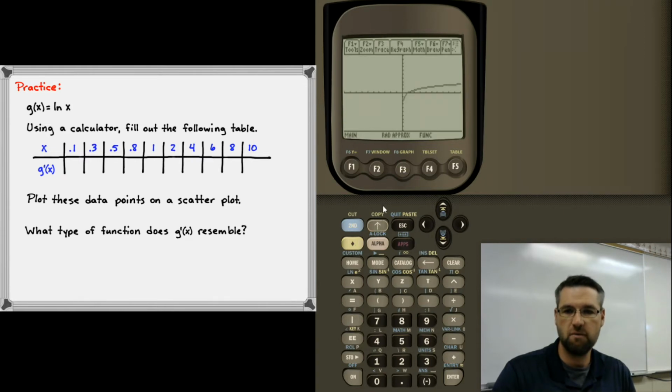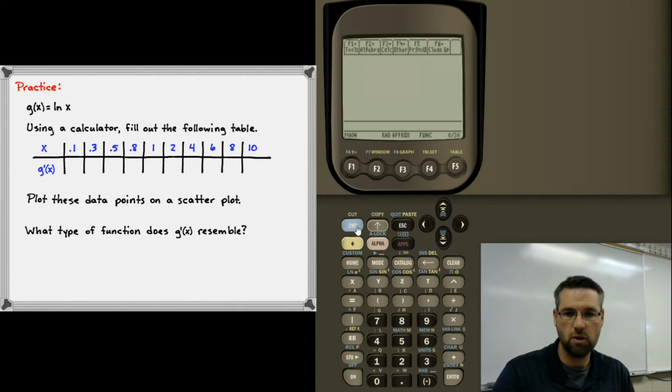So you guys should be familiar with the idea of natural log of x. It's got a vertical asymptote when x equals 0. And it hits the x-axis at (1, 0). So that's the graph. I'm going to go to the home screen and I'm going to figure out what some of these values are.